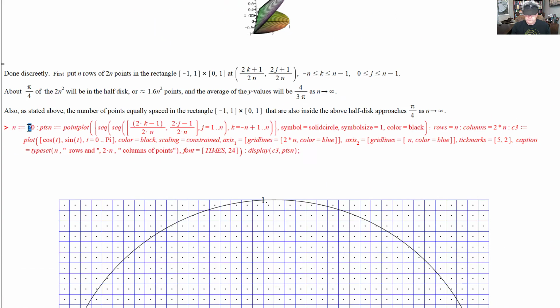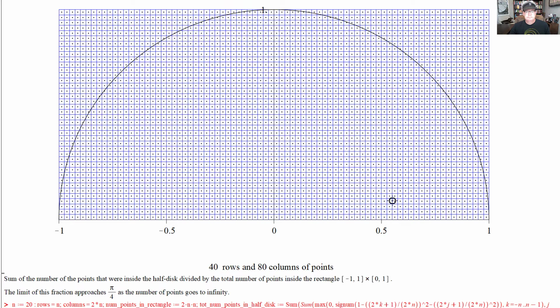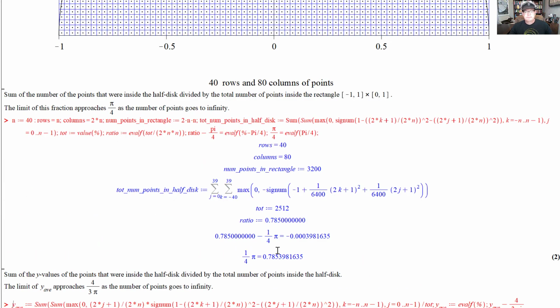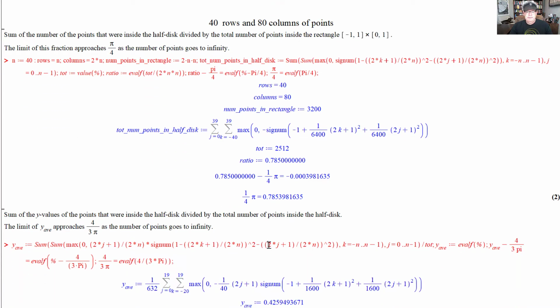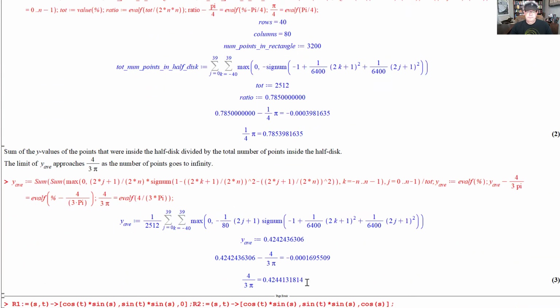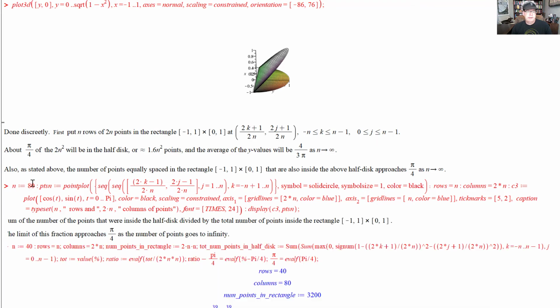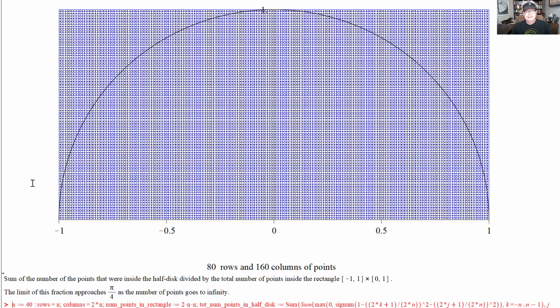If I go to 40. All right. So now, what fraction of the circles? Yeah, now it's a little closer to pi over 4. That's about 0.7854. So I got a little closer finally. And the average of those y values, again, gets closer to 4 over 3 pi. One more doubling. I'm sure we have the picture by now. So there's 80 rows, 160 columns.